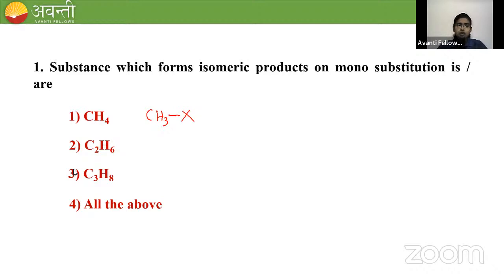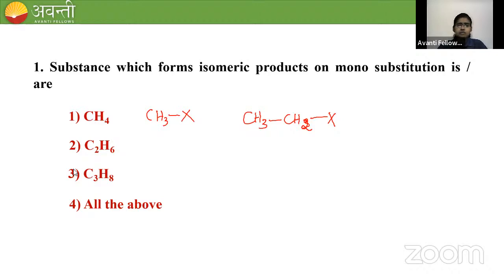Coming to option 2, it is C2H6. So it is CH3 and CH3, right? We have 6 hydrogens, and on replacing one of the hydrogens by some group, the X group, what will we get? All the 6 hydrogens are of the same type. If you replace any of these 6, you will end up with the same product, only one product. That is the formula CH3CH2X.